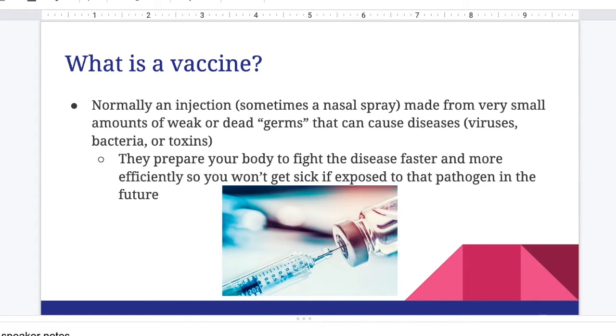What they're going to do is get your body ready to fight the disease faster and more efficiently if you're exposed to it in the future. And they're meant to keep you from getting sick at all, or getting as sick as you would without the vaccine.